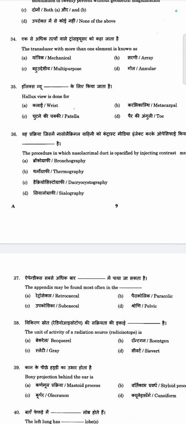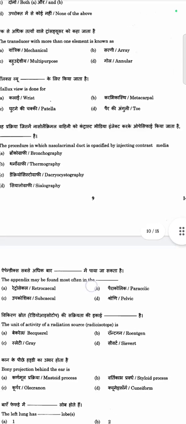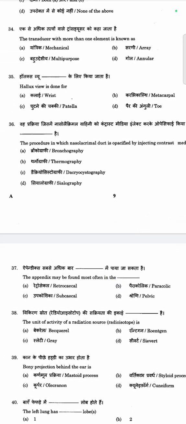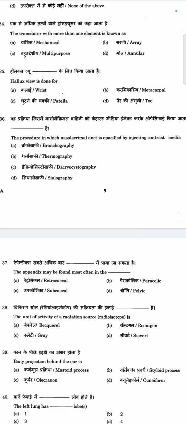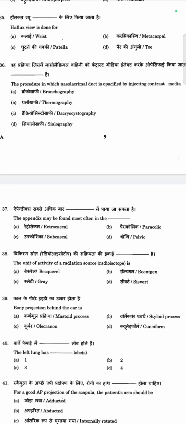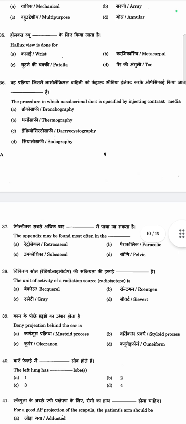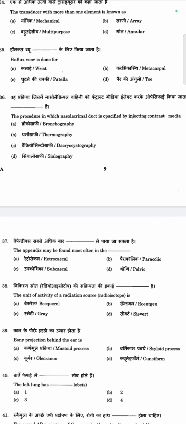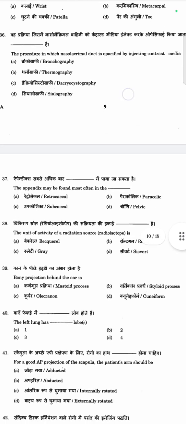Question number 36: the procedure in which the nasolacrimal duct is opacified by injection of contrast media is dacryocystography. Contrast is injected through the nasolacrimal duct and opacifies it, and any orbital pathology is seen. Indications are inflammation of the eyes, redness of the eye, and tearing. So the correct answer will be D.